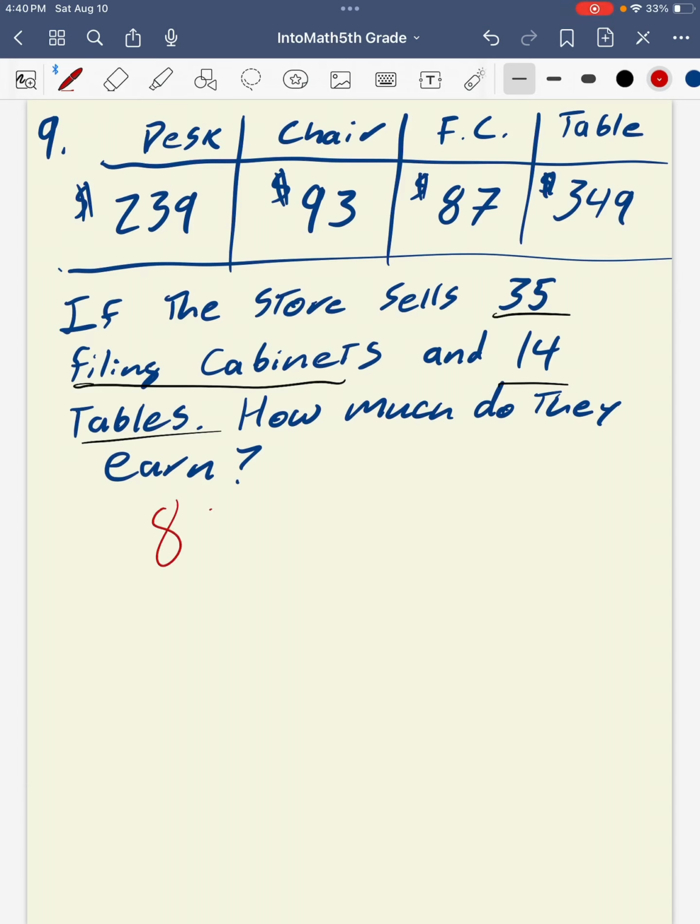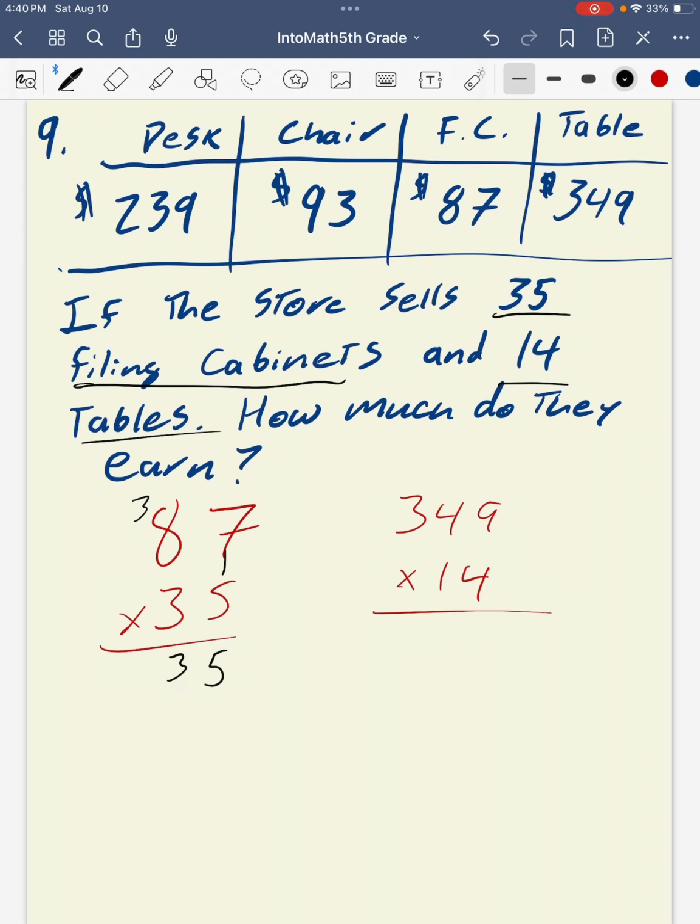So separately, we're going to figure out the total cost of the filing cabinets, which are $87 each times 35, and the cost of the tables, which are $349 each times 14. I'm going to multiply those out and add them up to find the total cost for this. Starting with 87 times 35, 5 times 7 gives me 35. Put my 5 there, carry my 3. 5 times 8 is 40, plus an additional 3 makes it 435.